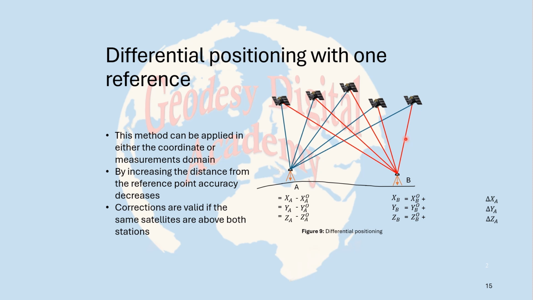Differential positioning can also be done using code and phase measurements. Of course phase measurements are more precise, and we can reach a good quality for the coordinates when we use phase data and when we use the measurement domain.